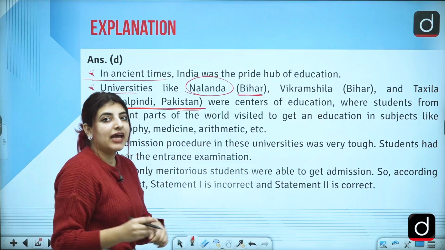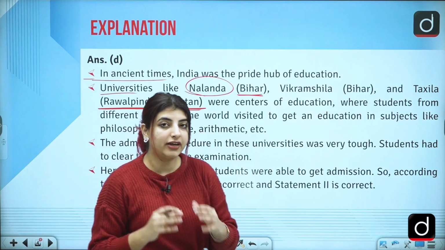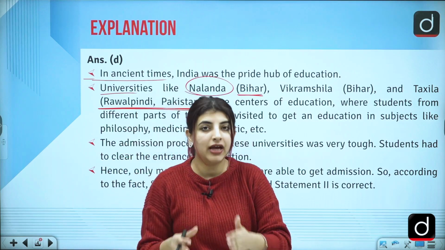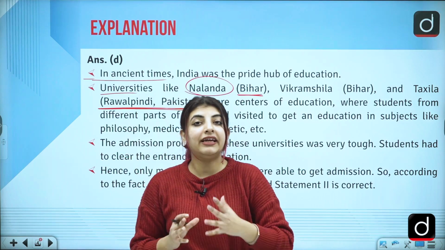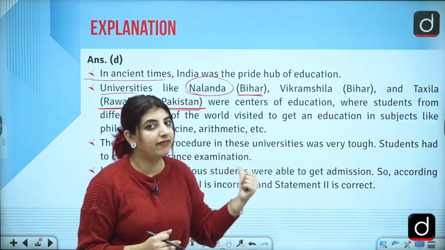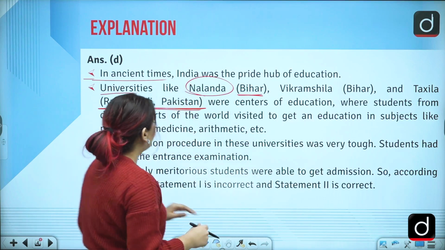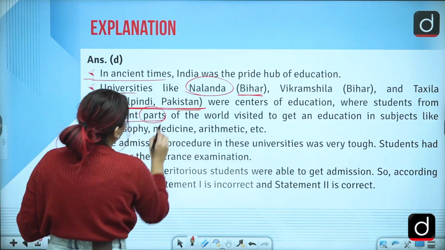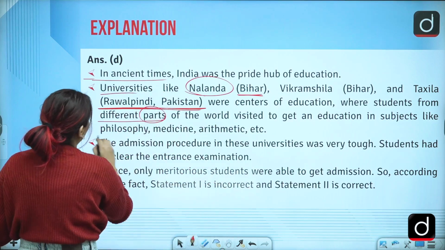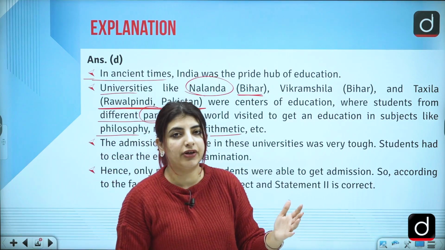So if you see where the ancient universities were located, are they located in current times in the Indian territory? No, not all of them, because after the partition the areas were divided and certain ancient Indian universities have gone to Pakistan, of which we have the example of Takshila. They were centers of education where students from different parts of the world visited to get education in subjects like philosophy, medicine, arithmetic, logic, grammar, rhetoric, and so on and so forth.